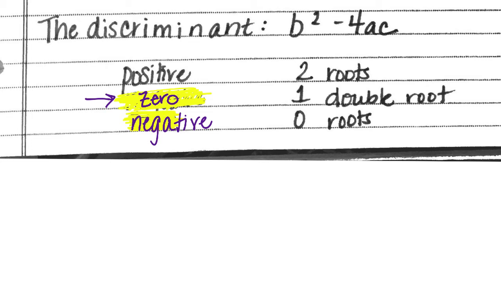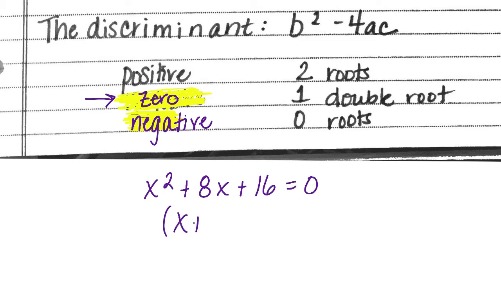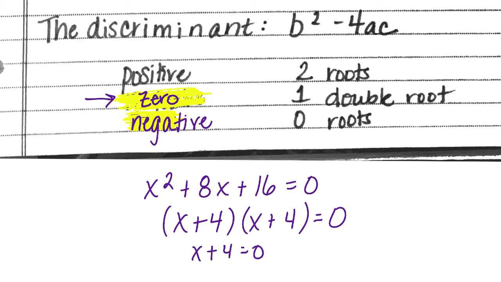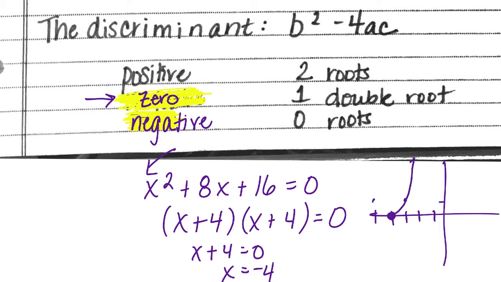Okay, so let's do one that we know. If I have x squared plus 8x plus 16 equals 0, I know that this is going to be x plus 4 times x plus 4. And I know that when I set this equal to 0, x is going to equal negative 4, right? So we know that there's only one root at negative 4. And I know this is going to be positive, so it's going to go over 1 up 1, over 1 up 3, and I know my parabola from here for graphing.